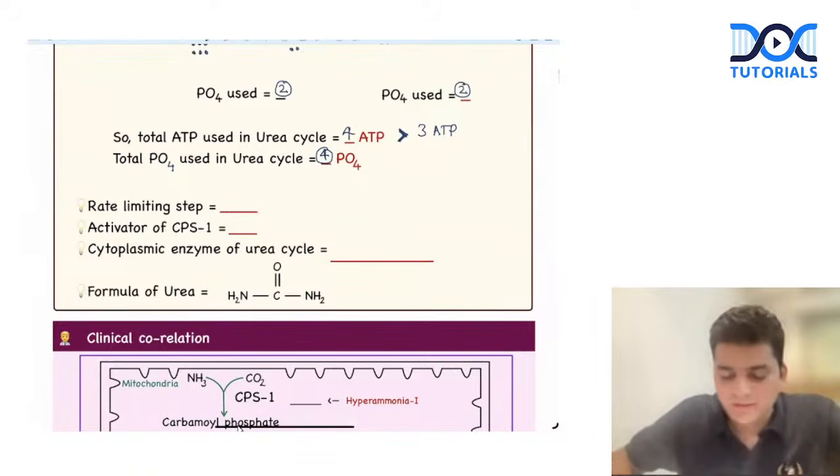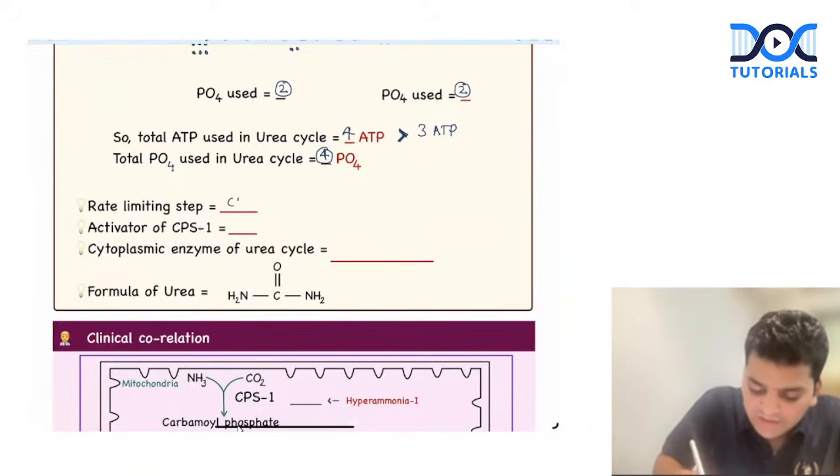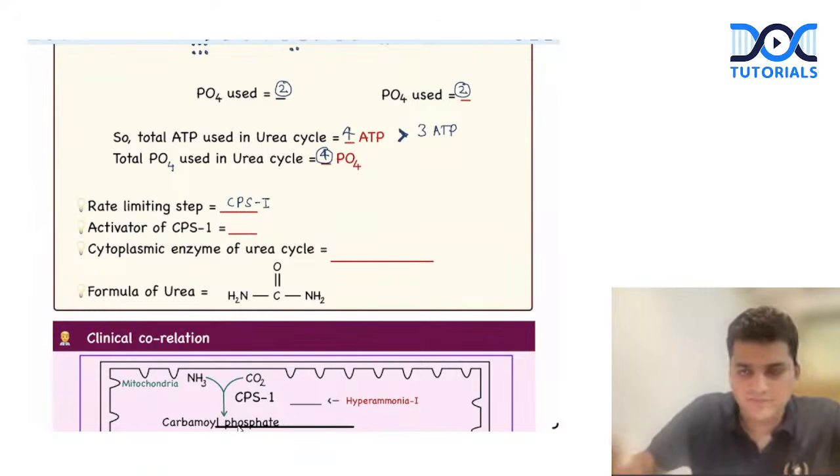What is the rate limiting step? The rate limiting step is the most lazy enzyme, that is CPS1. Who is the activator of CPS1? NAG.